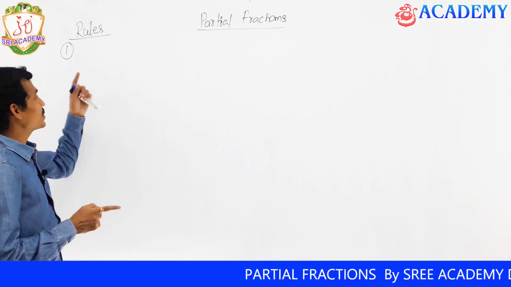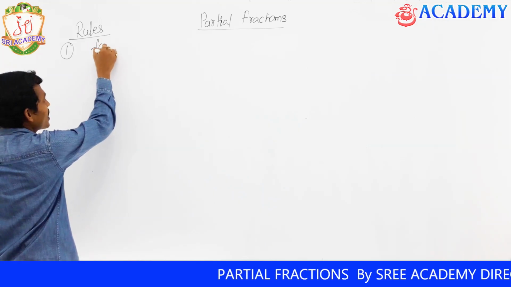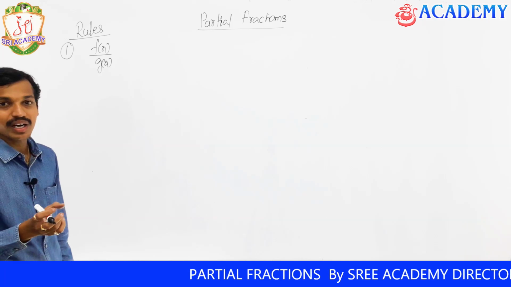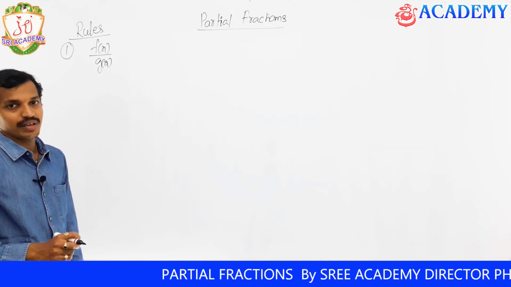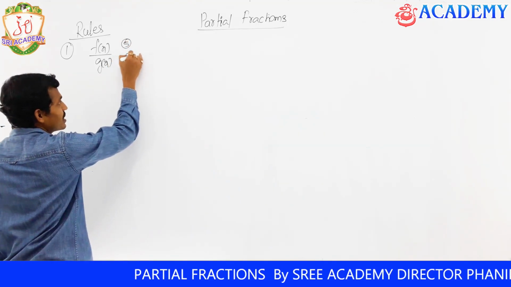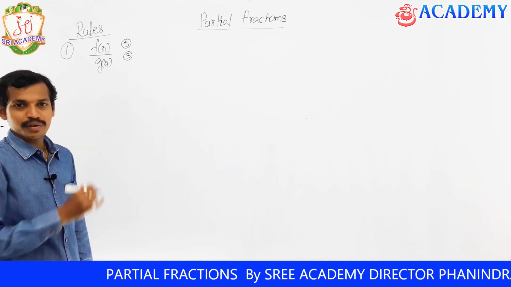The first rule is that if the given function is an improper fraction, an improper rational function, which is nothing but numerator degree greater than or equal to denominator degree. Here, just taking an example, numerator degree is 5, denominator degree is 3. Now this is an improper function.